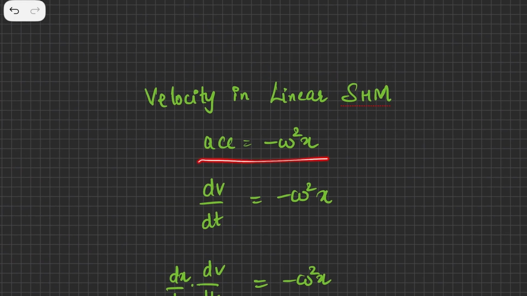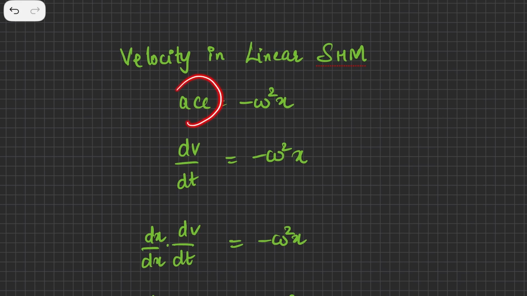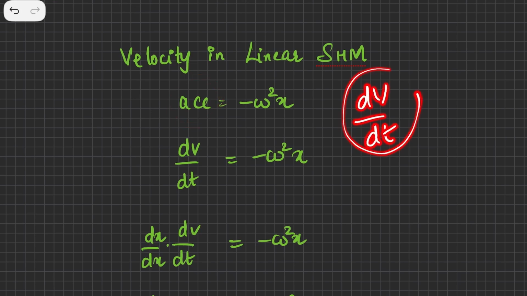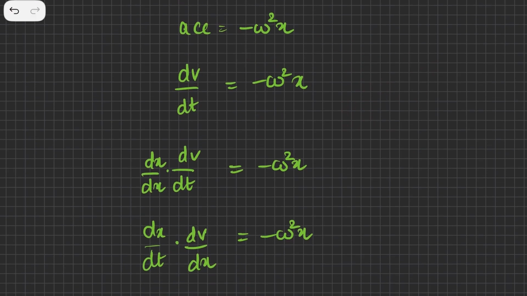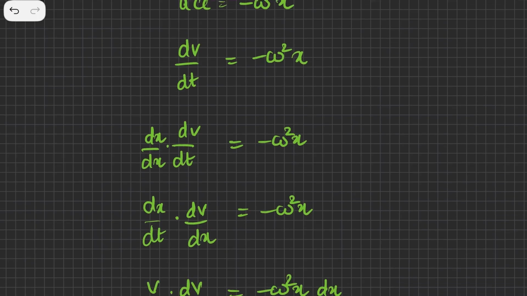So acceleration is minus omega square x, and acceleration can always be written as dv by dt, that is the derivative of velocity with respect to time. Then I see that there are three variables over here. Velocity is a variable, time is a variable, and displacement is a variable. Omega is a constant, but we will not be able to differentiate or integrate using three variables. So I'm going to reduce this into two variables.